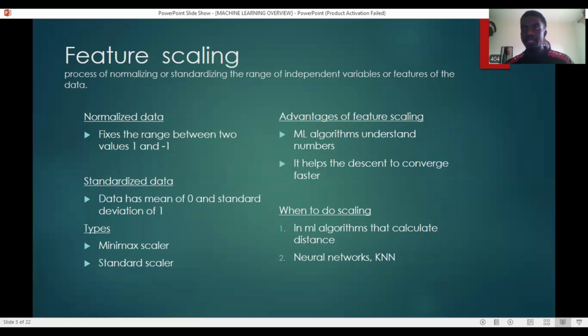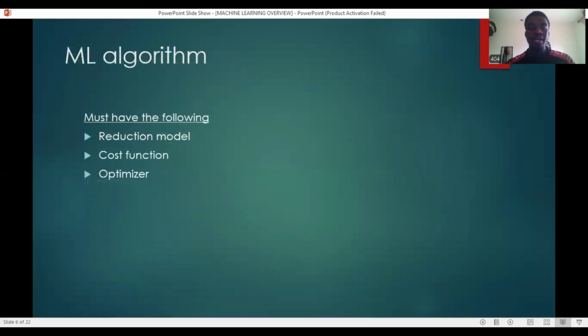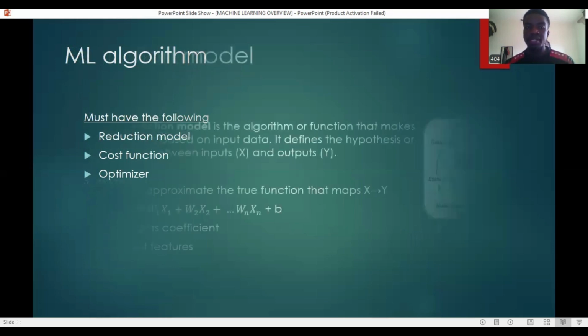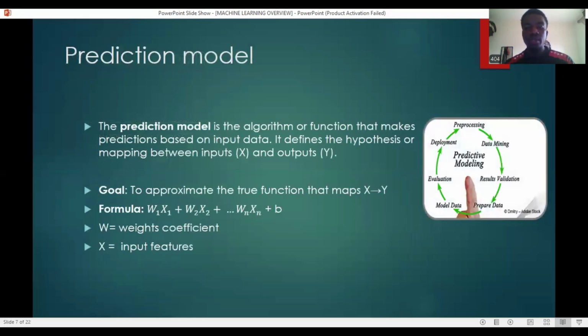Because these things basically contain numbers, and of course, in feature scaling, you'll be dealing with numbers. So we have the ML algorithm. What should it have? It should have a prediction model, a cost function, and an optimizer function. These are the three basic things. Then, a prediction model is just a function that makes predictions based on the input data.